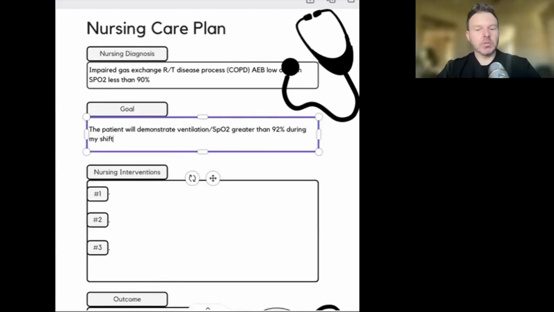Okay, is that specific? Yes. Is it measurable? Yes, because we can do the pulse ox. Is it attainable? Yeah, I think so. Is it realistic? Yep. Is it timely? Can we measure the time aspect? We can, because it's during my shift.